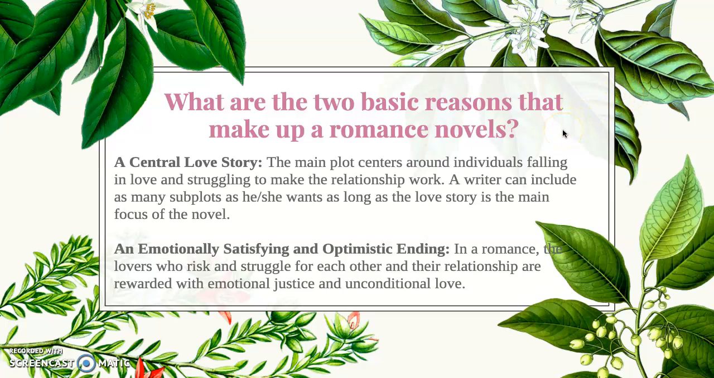There are two basic elements that make up a romance novel. The first one is a central love story, where the main plot centers around individuals falling in love and struggling to make the relationship work. A writer can include as many subplots as he or she wants, as long as the love story is the main focus of the novel, which is true of a lot of popular modern novels today. The second one is an emotionally satisfying and optimistic ending. In a romance, the lovers who risk and struggle for each other and their relationship are rewarded with emotional justice and unconditional love.